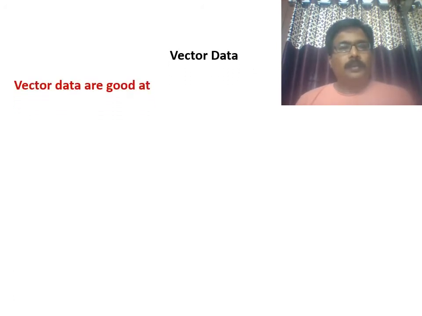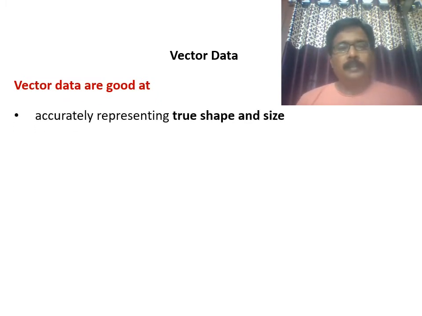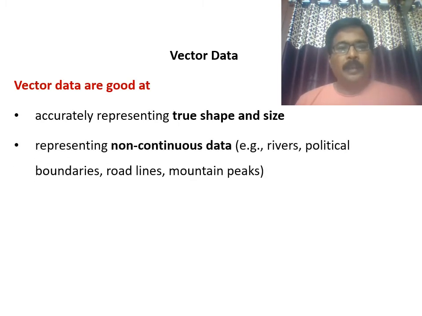Now, what is this vector data good at? Points, lines and polygons can be used to represent the true shape and size of the objects that we are looking at on the earth, and this also represents non-continuous data in a very good way. For example, the rivers, the political boundaries, road lines, mountain peaks. Rivers are given by a line, political boundaries are given by a line, road lines again are a linear feature that the vector data is able to represent.